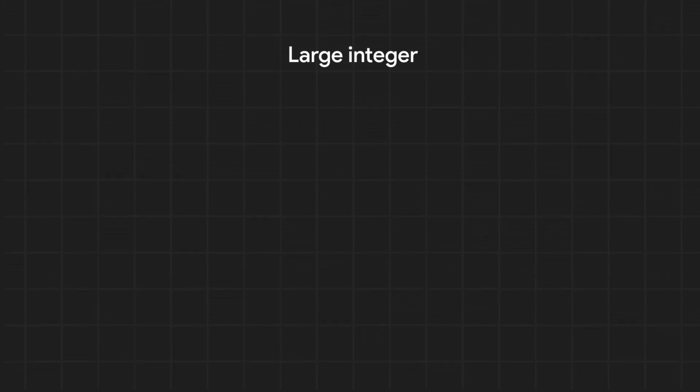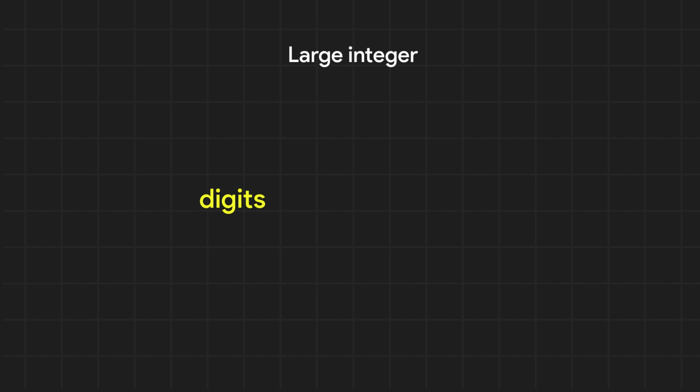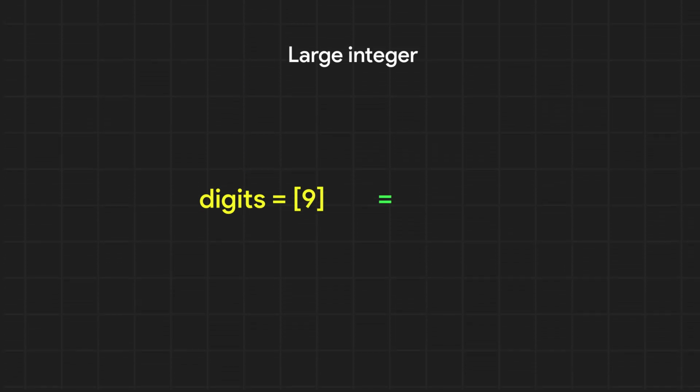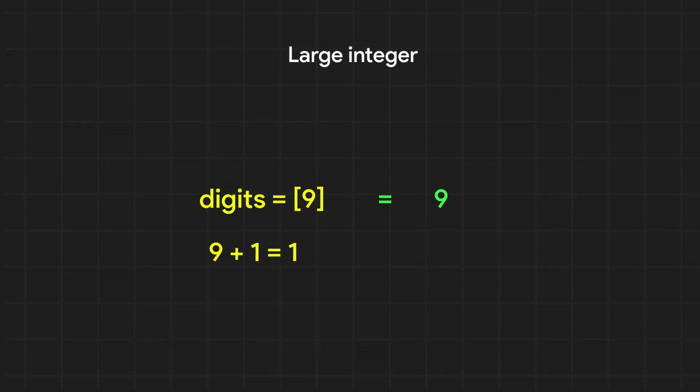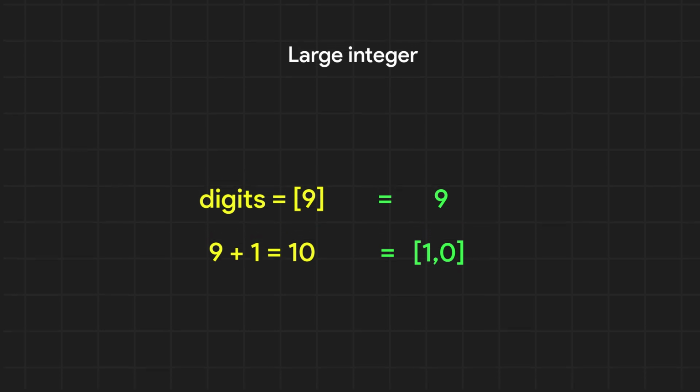And suppose we have the digit 9 inside an array, so the array represents the integer 9. Incrementing by 1 gives you 10. As a result, the answer should be 1 and 0 inside an array.